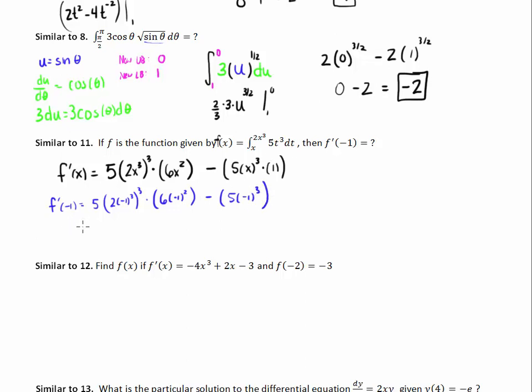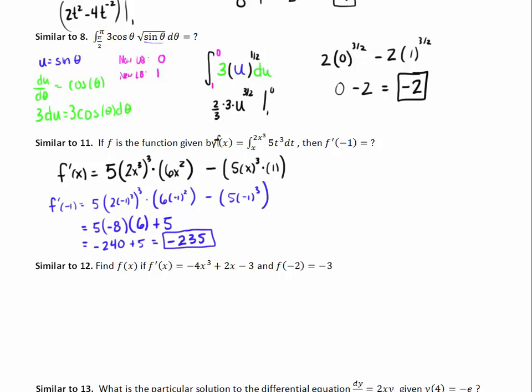So we get, all right, 5. Negative 1 cubed is negative 1 times 2 is negative 2. Cubed is negative 8, times, negative 1 squared is positive 1, so that's going to be times 6. Negative 1 cubed is negative 1 times 5 is negative 5. That is going to be plus 5. And we get 5 times negative 8 is negative 40, times 6 is negative 240, plus 5 is negative 235. Final answer.